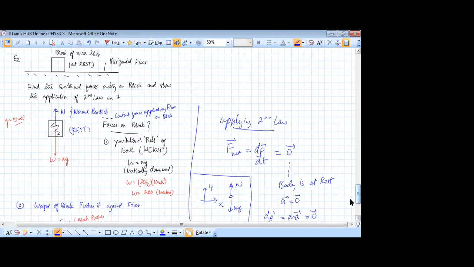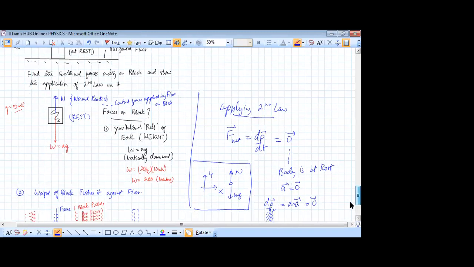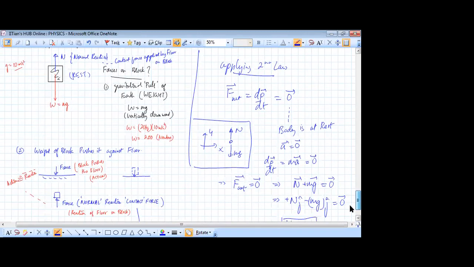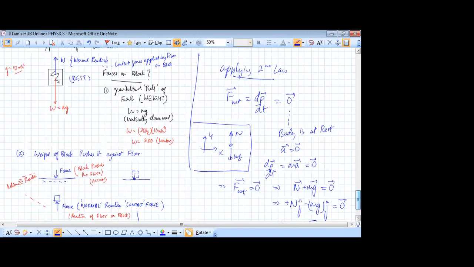Okay, so a 20 kg block at rest on the floor. The first thing we want to find out is what the forces acting on the block are. That is on the left hand side of the board now. On the right hand side, we are applying Newton's second law. Newton's second law: net force is equal to rate of change of momentum.